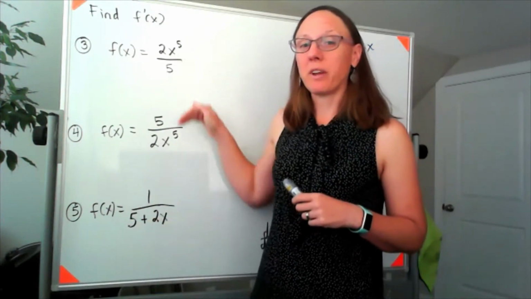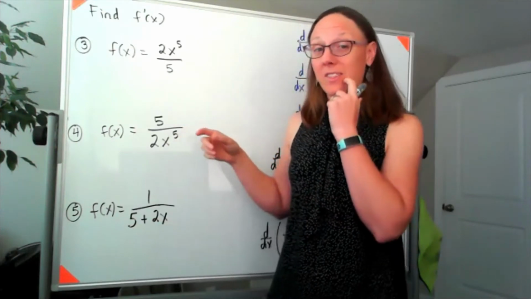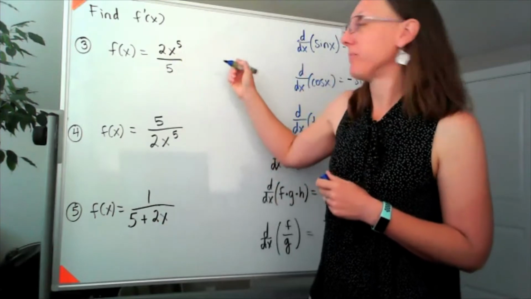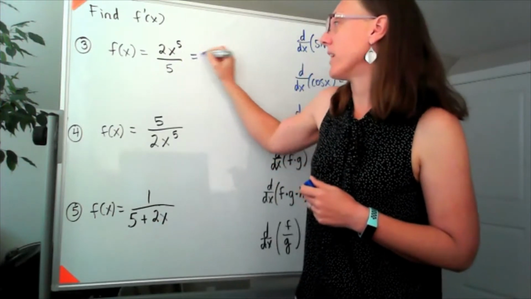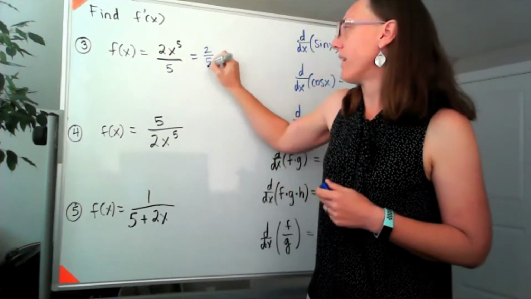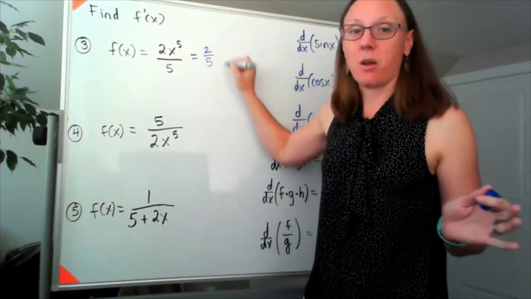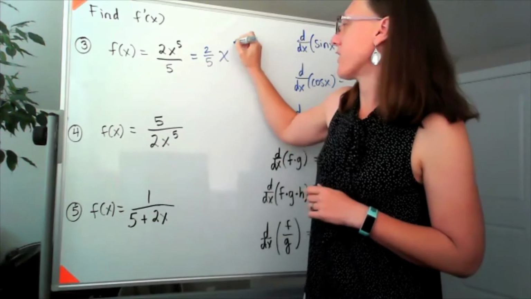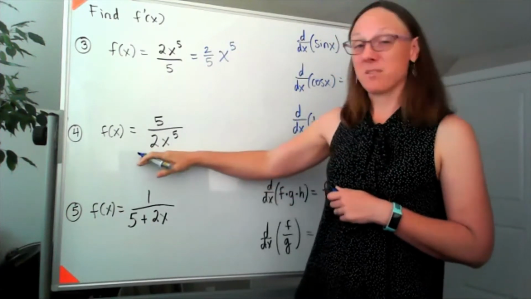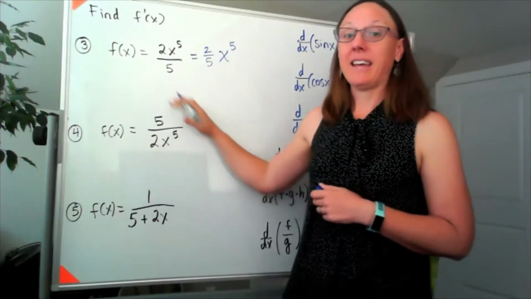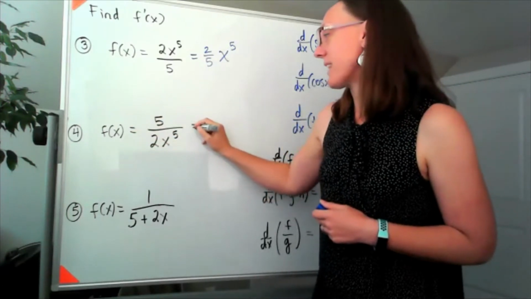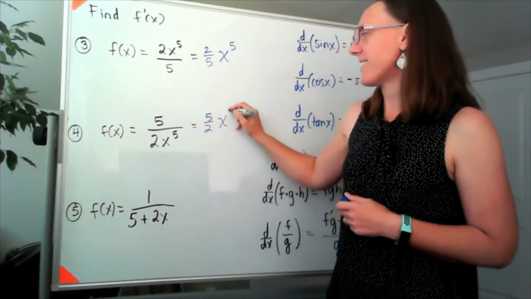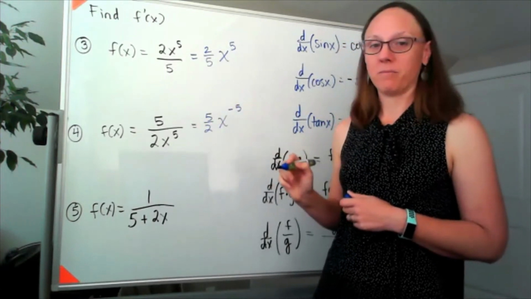So for both 3 and 4, rather than thinking about this as a quotient rule, for example, this one is equivalent to writing 2/5. That's a fraction, but it's just a number, times x to the 5th power. This one right here is equivalent to me saying 5/2 of x to the negative 5th power.